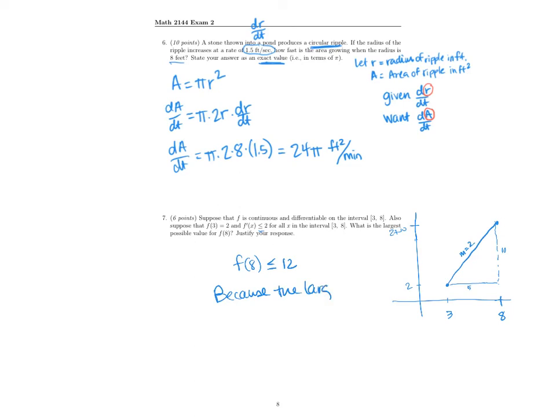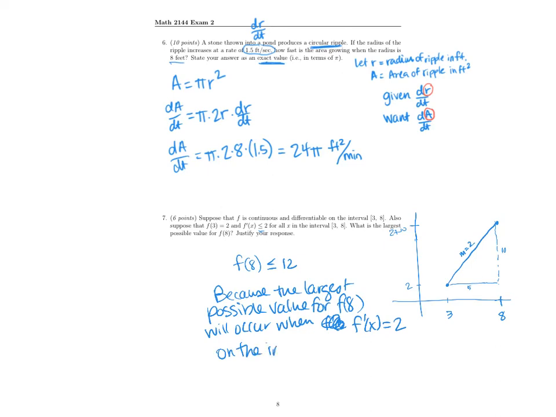The largest possible value for f of 8 will occur when f prime of x is equal to 2 on the interval from 3 to 8. If f prime of x is actually equal to 2, then that would be a linear function, and so the slope would be 2. So if I go over 5, that means I go up 10.